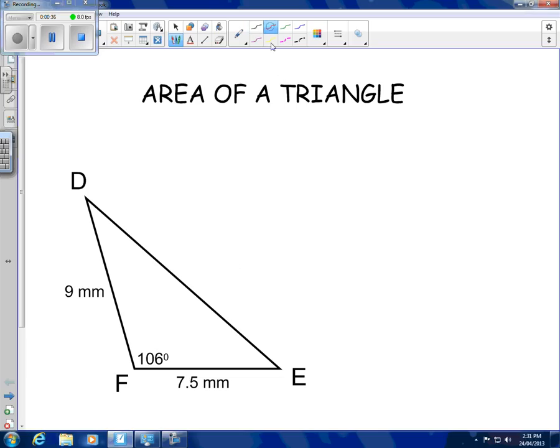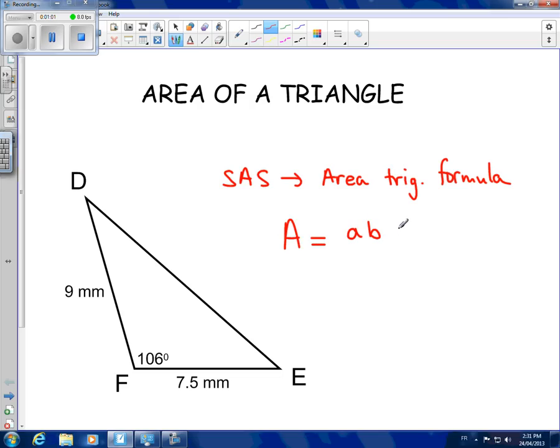If I want to relate that to something familiar, remember we had rules of congruence and similarity with SAS. When I have this side-angle-side relationship, I'm going to use my area trig formula. The area of a triangle is equal to the product of two sides and the sine of the angle between those two sides, divided by 2. So I need to understand what these letters represent, not just use the letters as they are.